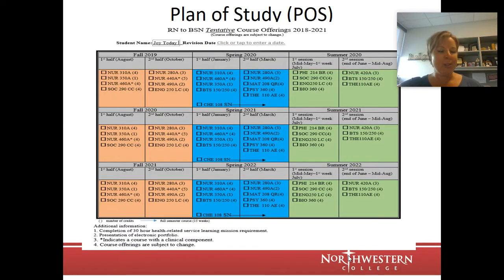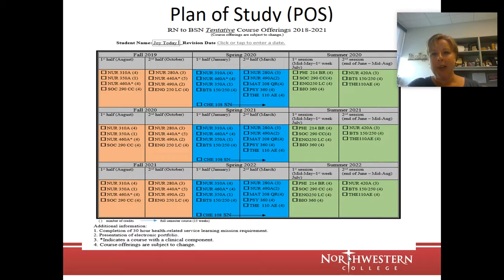The last page on that is known as your plan of study. Once your coursework, or the first part of this form, is completed, then someone within the Department of Nursing will fill out this plan of study for you. This lays out the courses in the order in which they will need to be taken or can be taken. Some of them need to be taken in a specific order, and others can be taken whenever they fit into your schedule. Almost all of the courses that you will see that are offered here at Northwestern are 8-week courses.